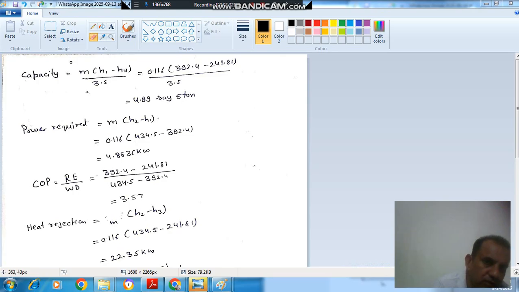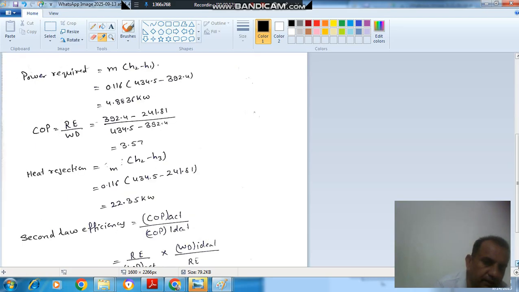After finding out the mass of refrigerant, we can find out the capacity. So capacity is m into enthalpy increase in the evaporator, that is H1 minus H4, divided by 3.5 to find out in tons. That will come out as 5 tons. And the power required will be m into enthalpy increase in the compressor. So that is 0.116 into the enthalpy increase, which will come out as 4.8836 kilowatt. And COP is refrigerating effect by work done. This is the refrigerating effect, and this is your work done. So COP will be 3.57.